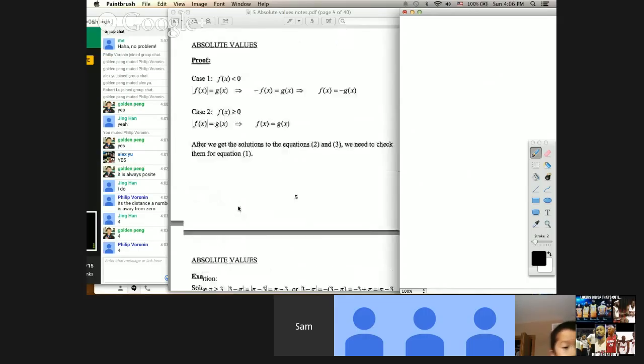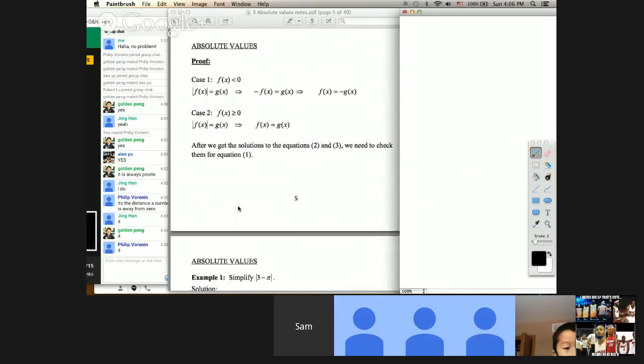Okay, proof. We don't need to use a proof. Okay, simplify: the absolute value of 3 minus pi. See if you guys can do this. If you recall, pi is equal to 3.1415. I don't remember the rest though. See if you can simplify this and write it in terms of pi, which means there should be a pi in your answer.